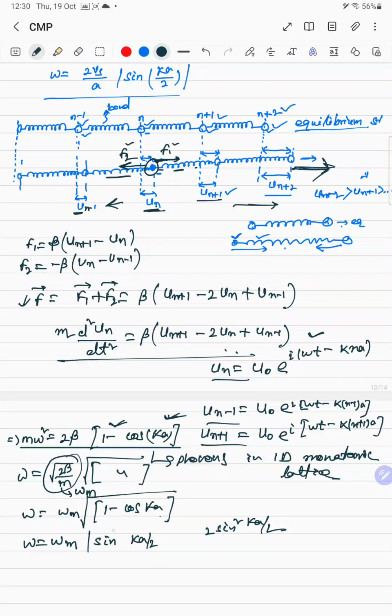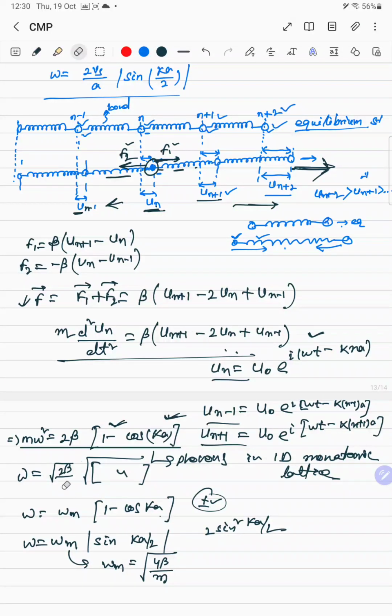Why have I used modulus? I have excluded the plus minus sign here because frequency can't be negative, it is always positive, so there is no need to write plus minus. That's why I have taken a mod, because again frequency can't be negative. Where this omega m equals root over 4 beta by m.